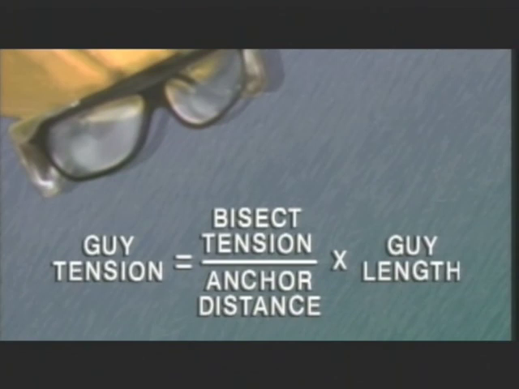Now, the same formula can also be used to determine the guy tension at a dead-end pole. This is done by substituting line tension for bisect tension in the formula. An important factor to remember is that the guy tension required to hold a pole or structure in place will decrease as the distance between the pole and anchor increases. The guy tension will increase as the distance between the anchor and the pole decreases.